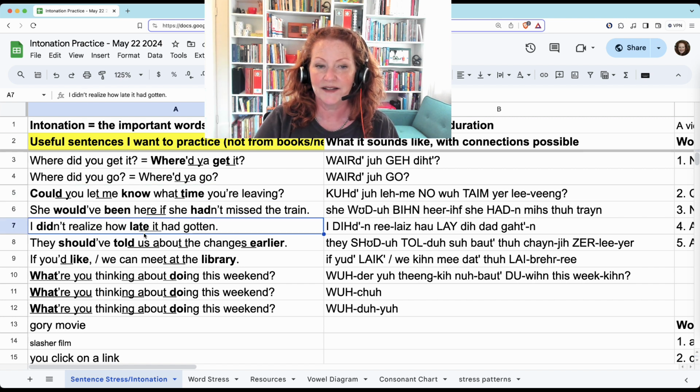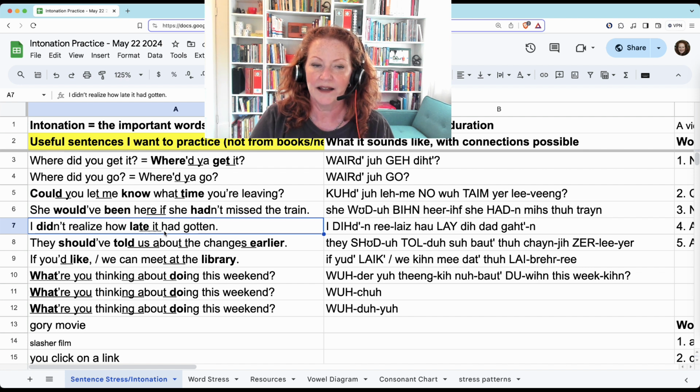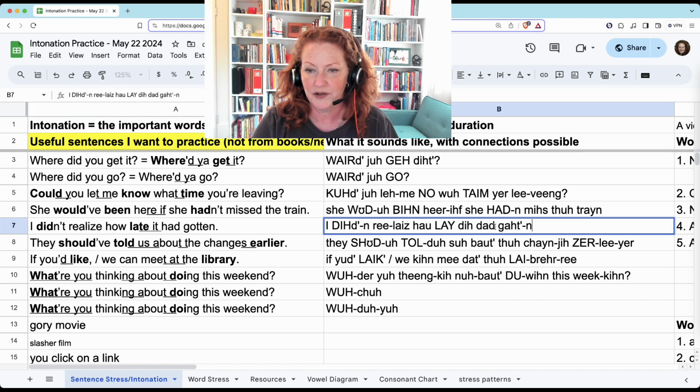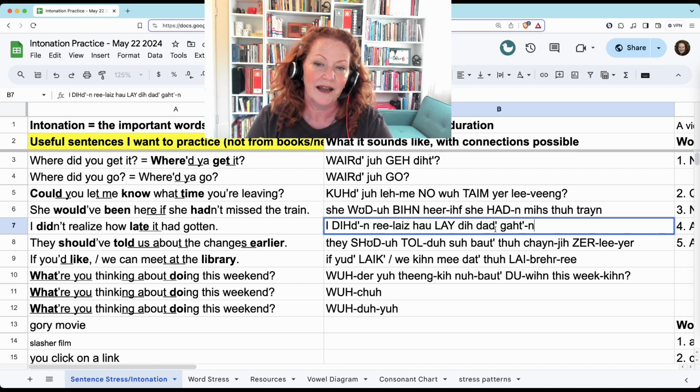I didn't realize how late it had gotten. I didn't, another syllabic didn't, realize how late it had. Late did, this T changes to a D. Dad, this T changes to a D. And you don't have to have a lot of airflow for this H, so it will sound like late did dad got. Late did dad. I should have put a mark there. You don't say that D at the end. I didn't realize how late did dad gotten.